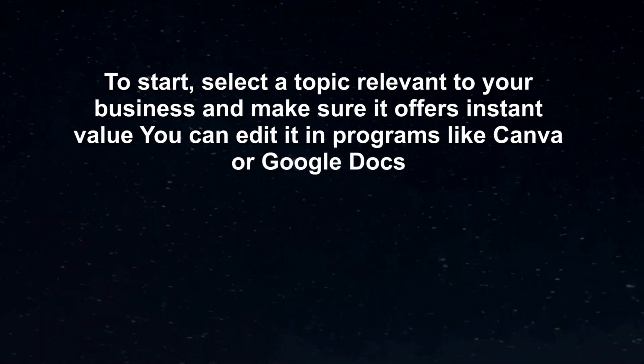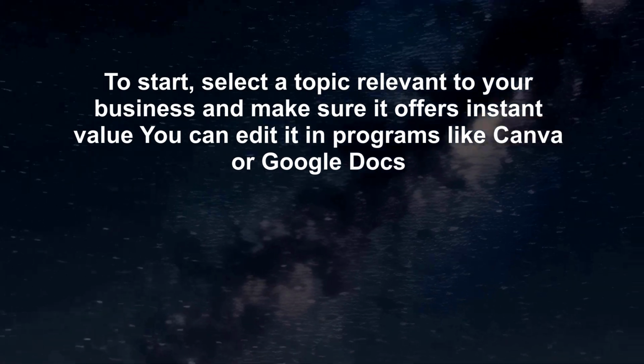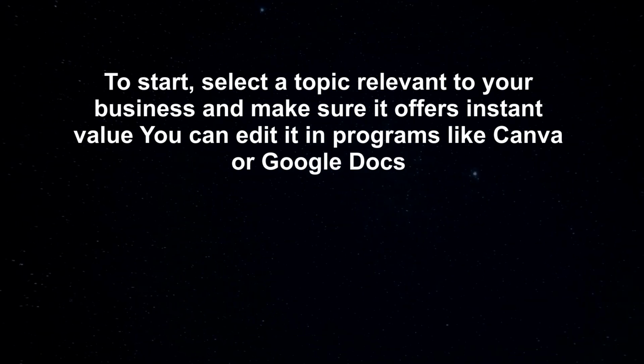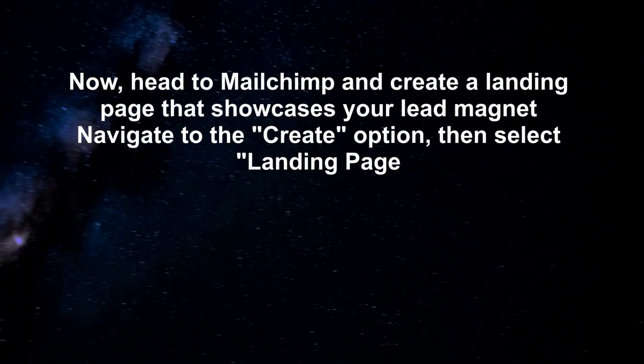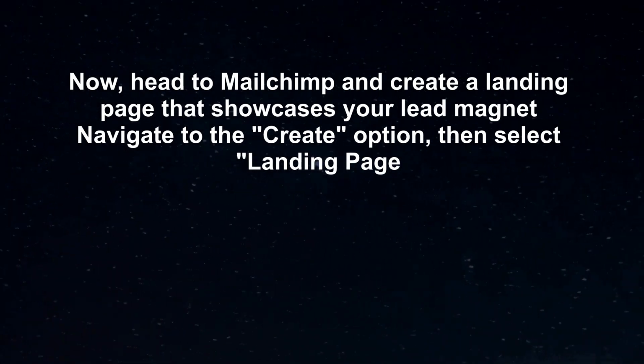To start, select a topic relevant to your business and make sure it offers instant value. You can edit it in programs like Canva or Google Docs. Now head to Mailchimp and create a landing page that showcases your lead magnet. Navigate to the Create option, then select Landing Page.